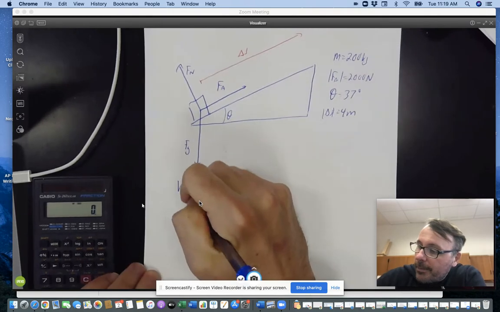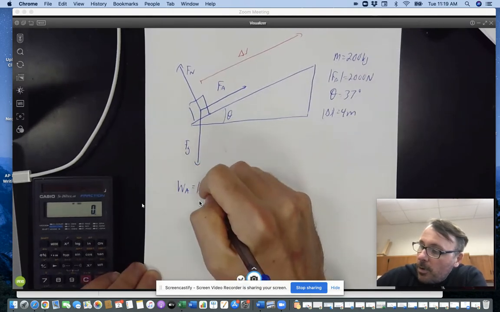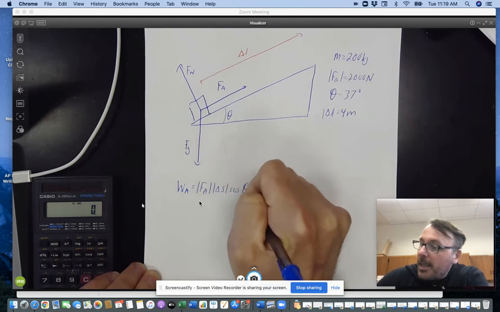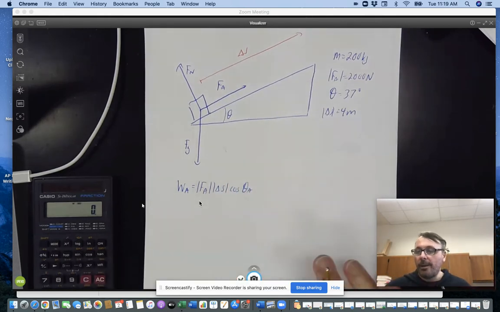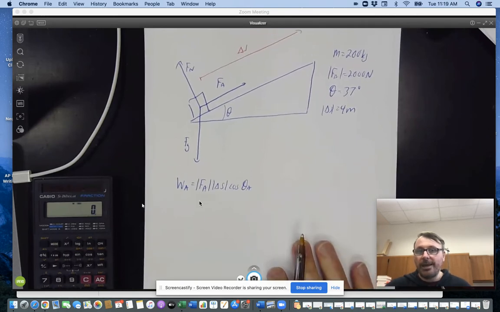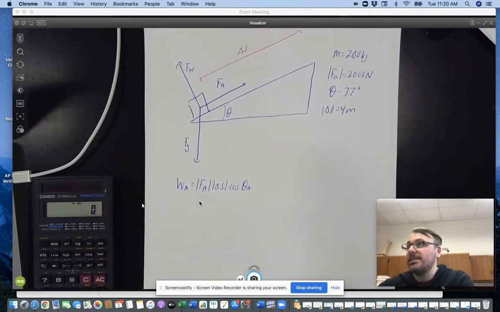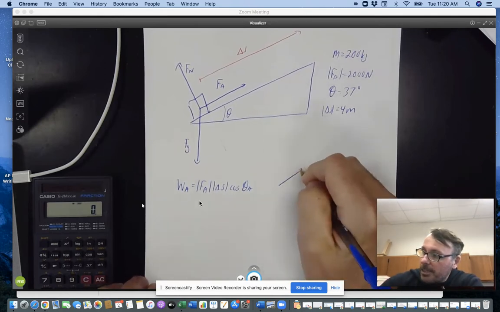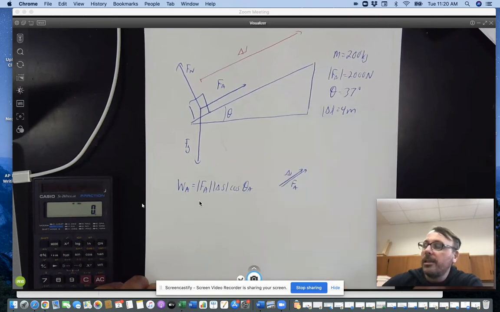So first, the work done by the applied force. Nice and simple. Work done by the applied force equals force times displacement times cosine of theta A. Now, you remember when I was teaching this the first time, I said that it might be helpful to draw little independent vector diagrams. I know this is exactly what I was talking about. That's my displacement vector. You'll notice here that that force is along the inclination as well.